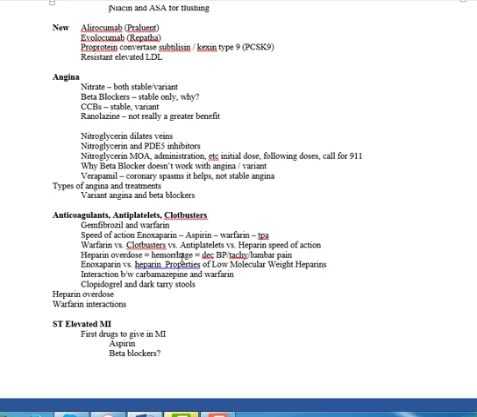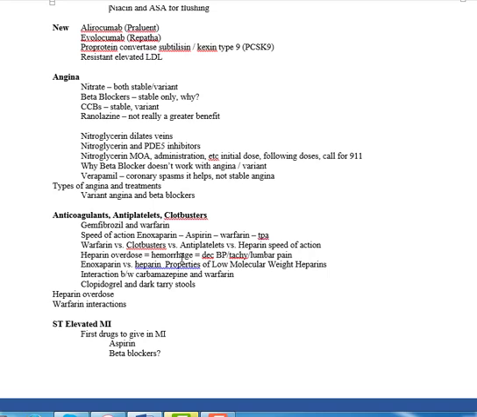Enoxaparin versus heparin, so what are the properties that are better of enoxaparin versus heparin? In general, enoxaparin you can take home, versus heparin, which has to be done in the hospital. And while the heparin drug itself is a lot cheaper than enoxaparin, the hospital stay is not.